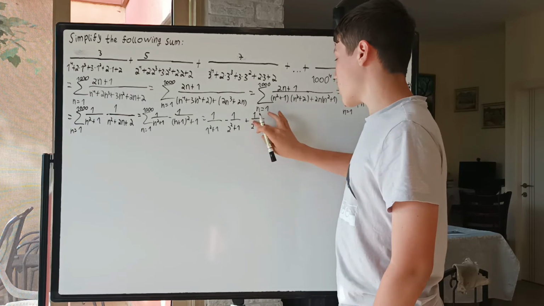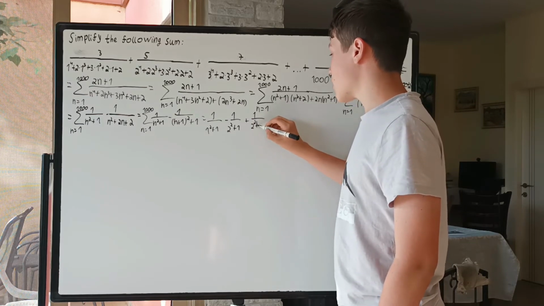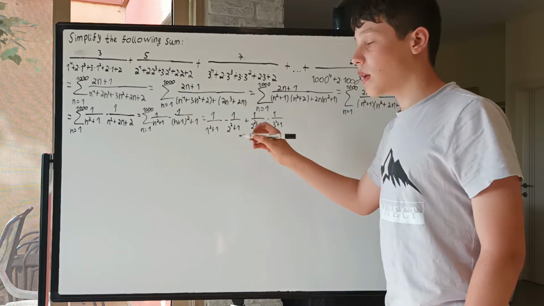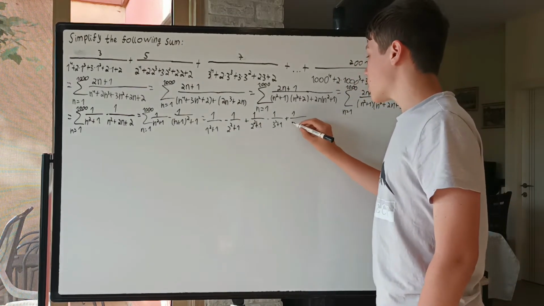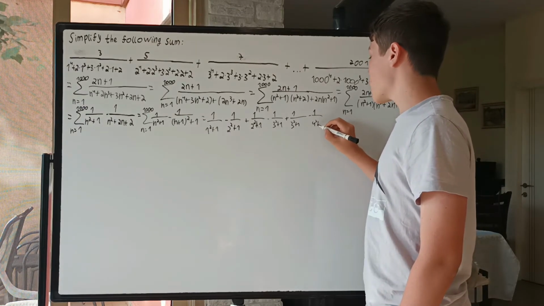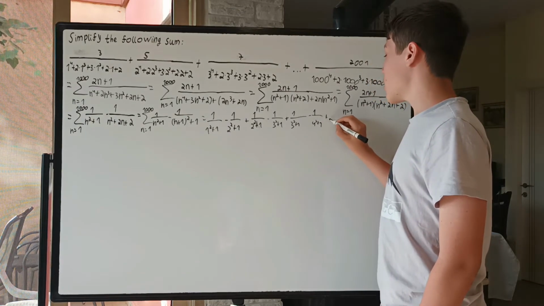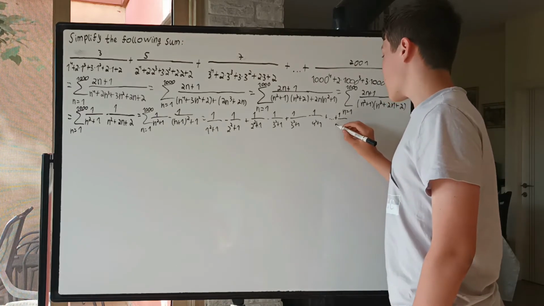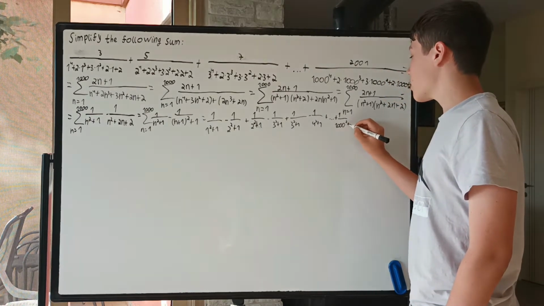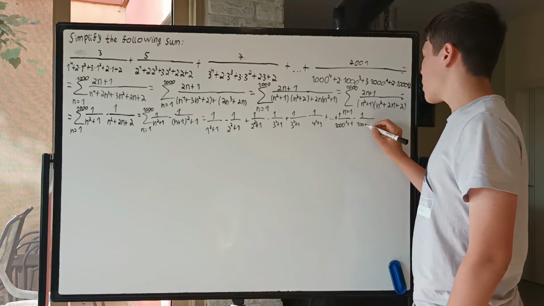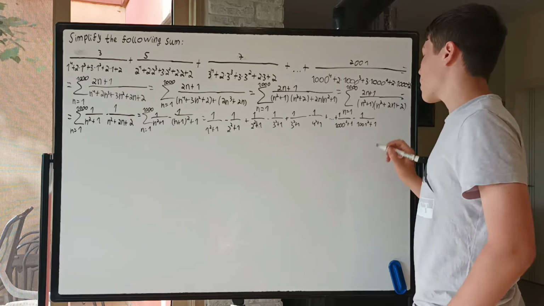So 1 over 2 squared plus 1 minus 1 over 3 squared plus 1. Plugging in n is equal to 3, plus 1 over 3 squared plus 1 minus 1 over 4 squared plus 1. And then on and on until plus 1 over 1,000 squared plus 1 minus 1 over 1,001 squared plus 1.